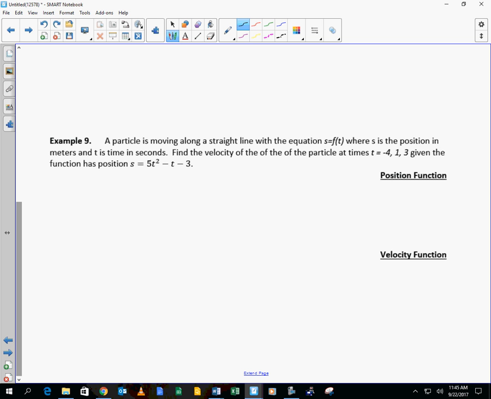And the position of the particle can be given by this: s is equal to 5t squared minus t minus 3. Okay? It wants us to find the velocity of the particle at those times, okay?